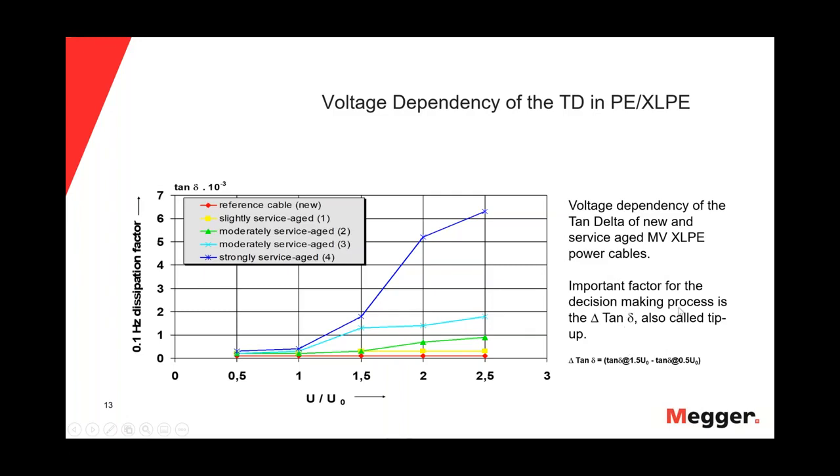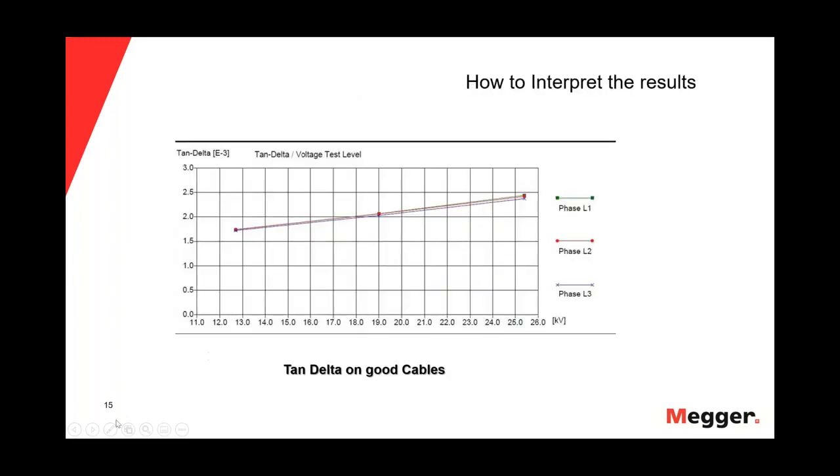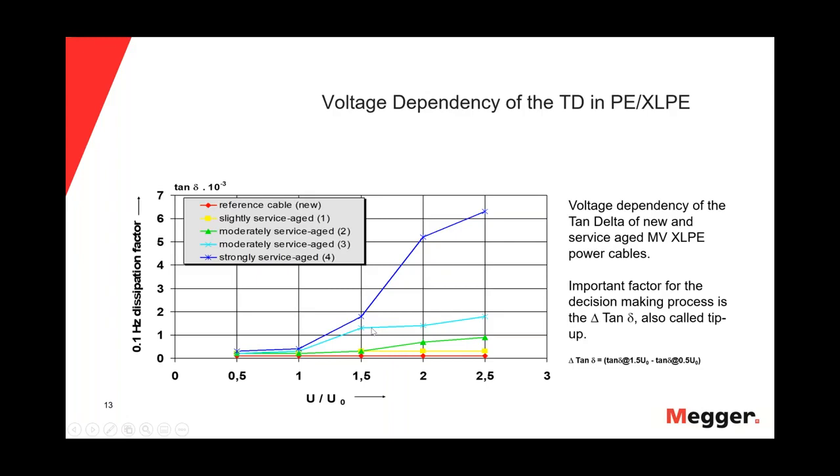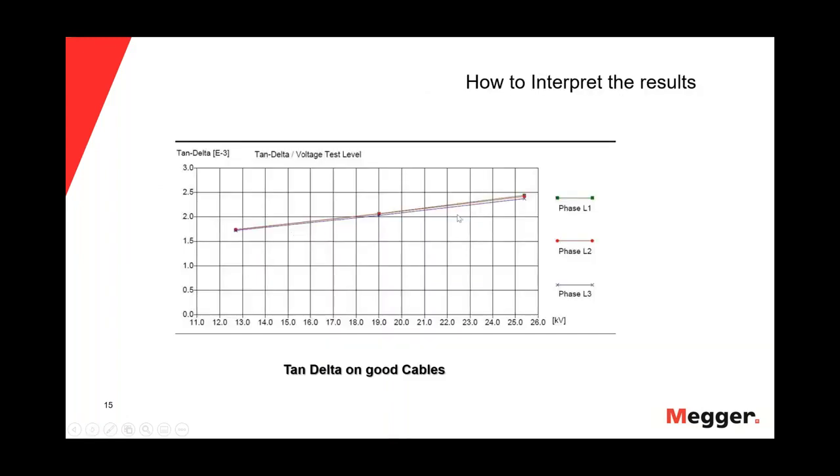An important factor for the decision-making process is the tan delta, also called TIPA. If you look here at 1.5 times U0 of this aged cable, you can see a dramatic jump up from the new to the slightly, moderately and strongly service aged. And this is where those trend values come into play. So there we go, how to interpret results.